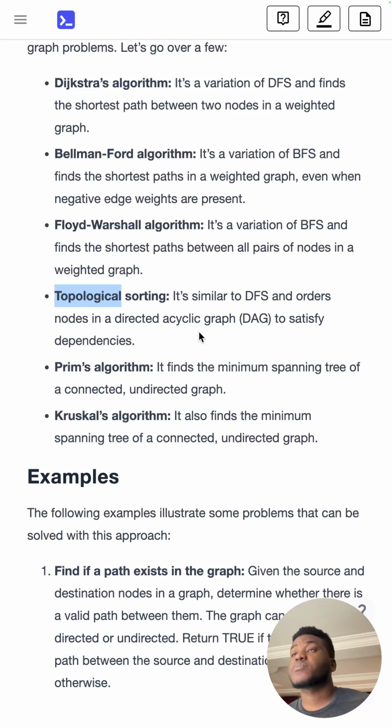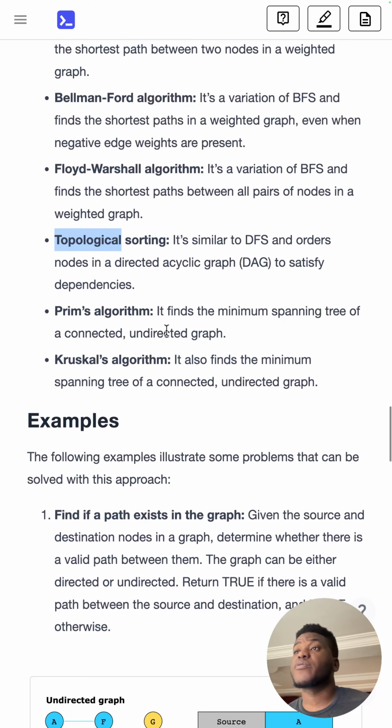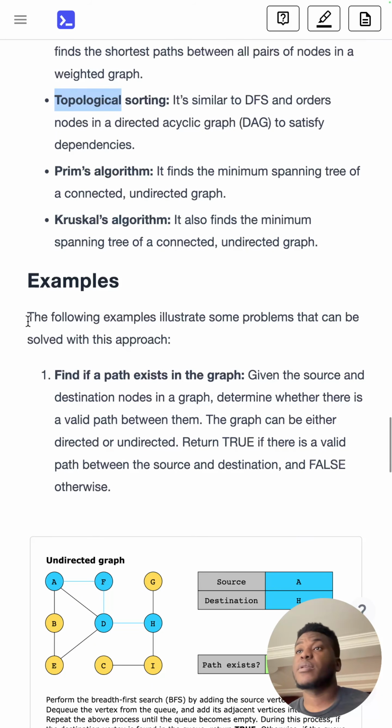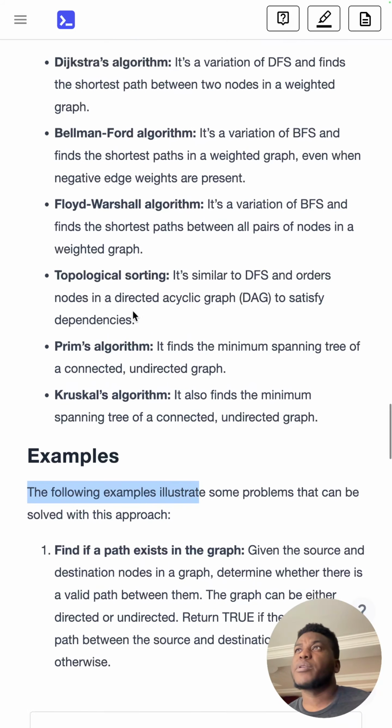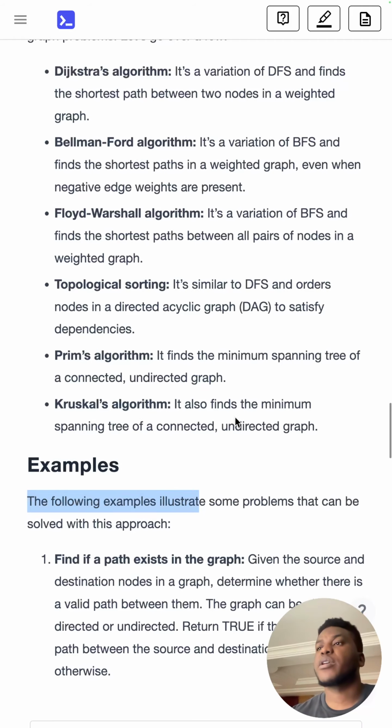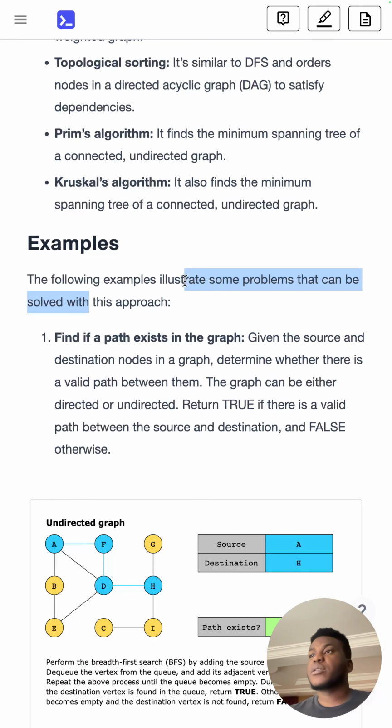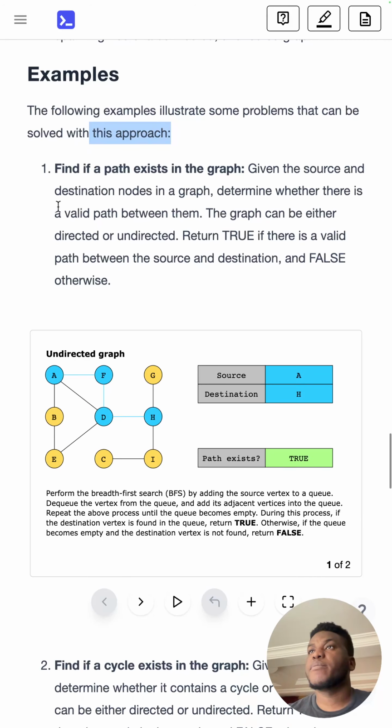So yeah, something you can definitely look at the implementation of and use from a standard library or something to get things going. Now, the following example, actually probably not going to be in a standard library, but implement yourself or find an implementation online if you need it. Now, these examples illustrate some problems that can be solved with graphs. Find if a path exists in a graph.